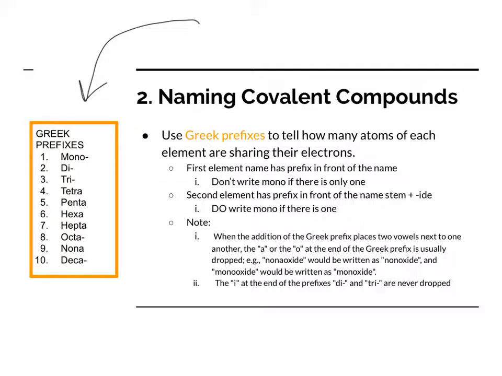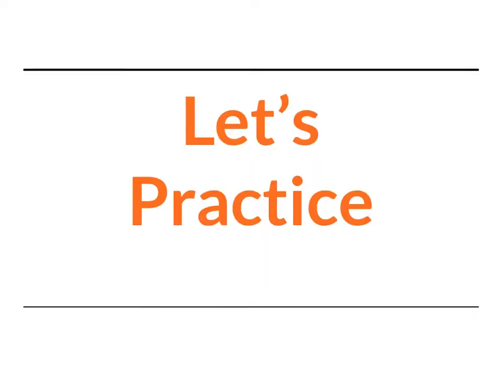When we name covalent compounds, the first element has a prefix in front of the name. However, we do not write mono if there's only one. For the second element, we write the prefix in front of the name, but the name is written as the stem plus IDE. That's the same as our ionic compounds, just with the prefix in front of it. For your second element, you do write mono if there is one.